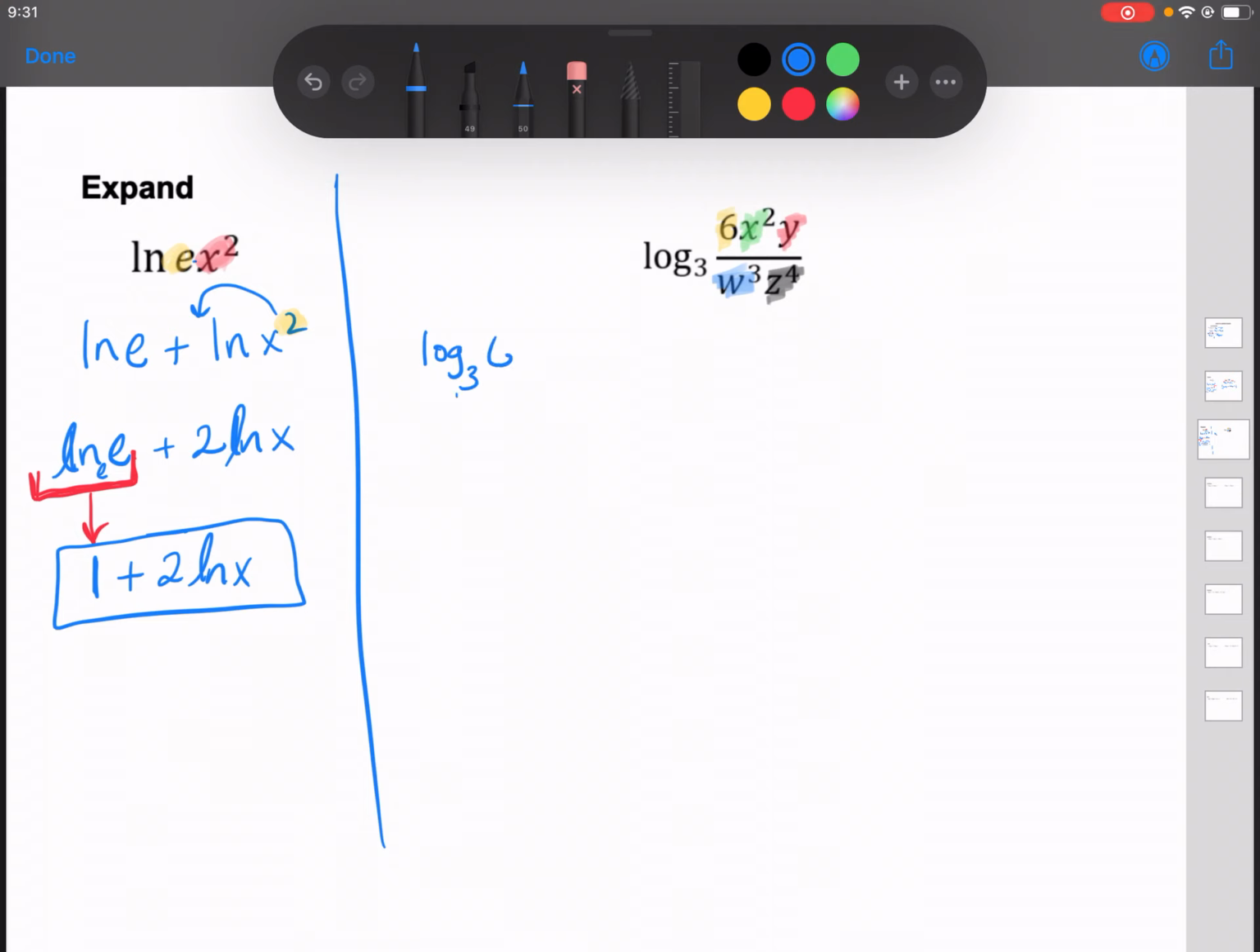So we have log base 3 of 6, so that's 1. Sometimes it's helpful to put them in parentheses just so you don't get confused. Then we've got plus log base 3 of x squared, plus log base 3 of y. Now, the w cubed and the z are both on the denominator, and when it's on the denominator, you actually subtract. So we've got log base 3 of w cubed, and so is the z to the 4th, so I'm going to subtract my last one as well, log base 3 of z to the 4th.